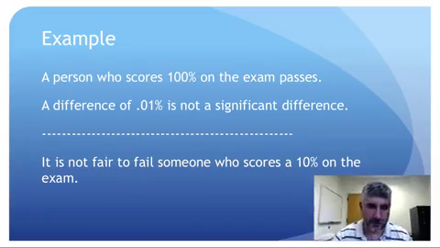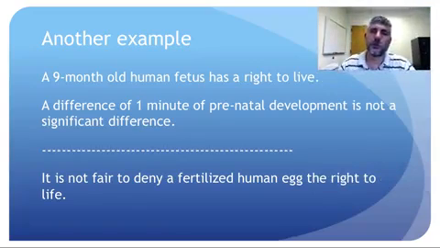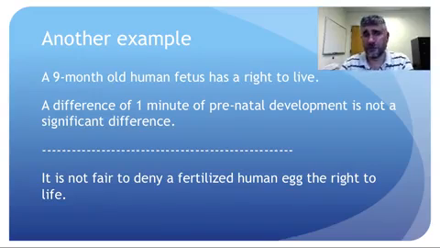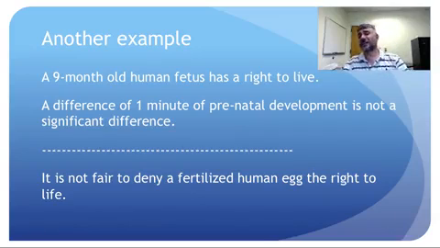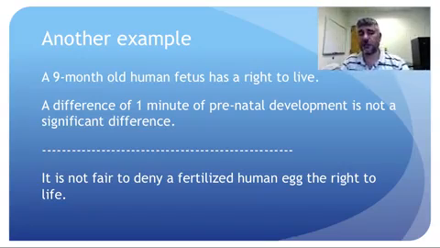Let's look at another example. So premise 1, a 9-month-old human fetus, let's say a human fetus that's almost to its due date, or maybe on its due date, has a right to live. I think we might all agree with that. Premise 2, a difference of 1 minute of prenatal development is not a significant difference. We might all agree with that too. Conclusion of this fairness slippery slope argument, it's not fair to deny a fertilized egg the right to live.